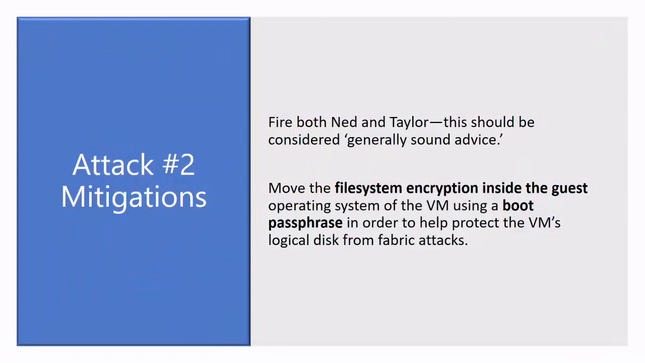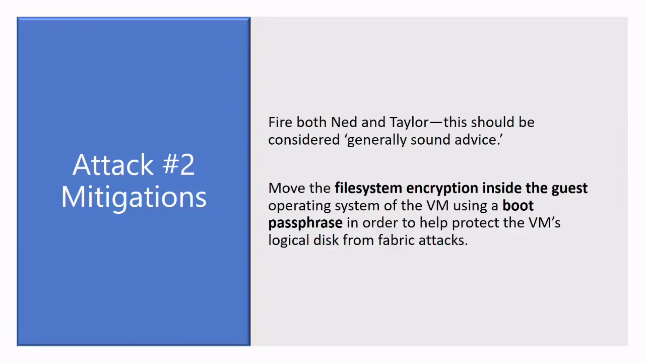So my general guidance here would be fire both Ned and Taylor. We will repeat that guidance frequently throughout this course. And then move the file system encryption somewhere else. The first problem was there was no key, or the key was on the SAN, so Ned had it. The second problem is the key is on the Hyper-V host, so it's with Taylor. Well, Taylor shouldn't have natural access to virtual machine workloads merely because he's the Fabric admin. Those two are not the same role.